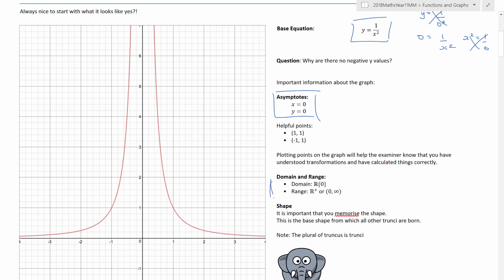And it ties into my domain and range. So domain are my possible x values. And if we look at it there, what can we not have? We cannot have 0. We've already decided that. So we would write real and not 0.